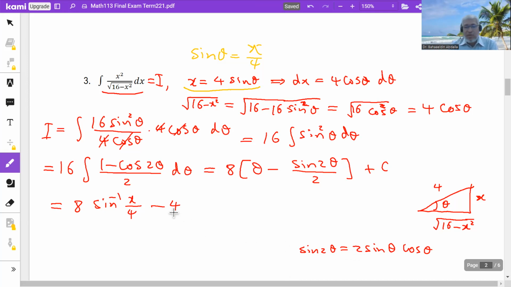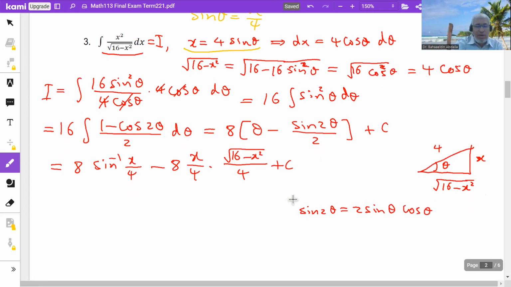So there will be a 2 and there is a 4. So I'll have the 8 back. Okay. And then I'll have sine theta cosine theta. Well, sine theta is x over 4. And cosine theta now is the adjacent over the hypotenuse. So it is square root of 16 minus x squared over the hypotenuse, which is 4, plus c.